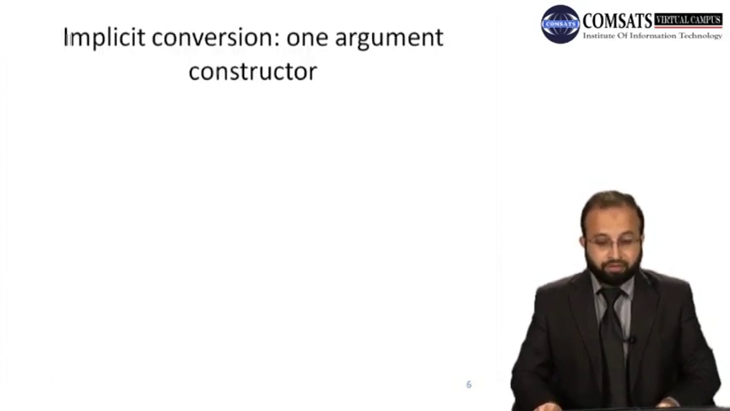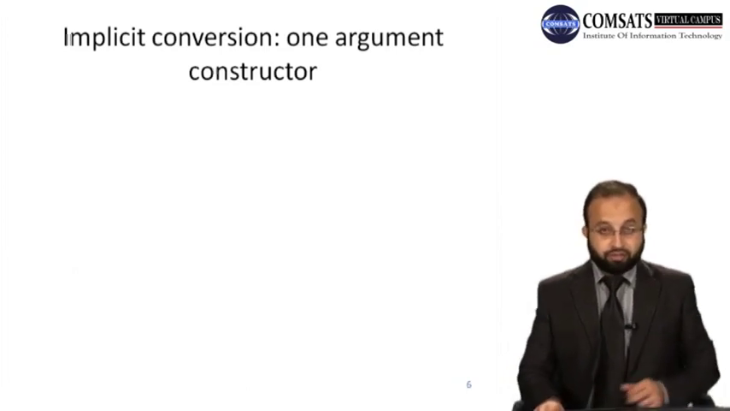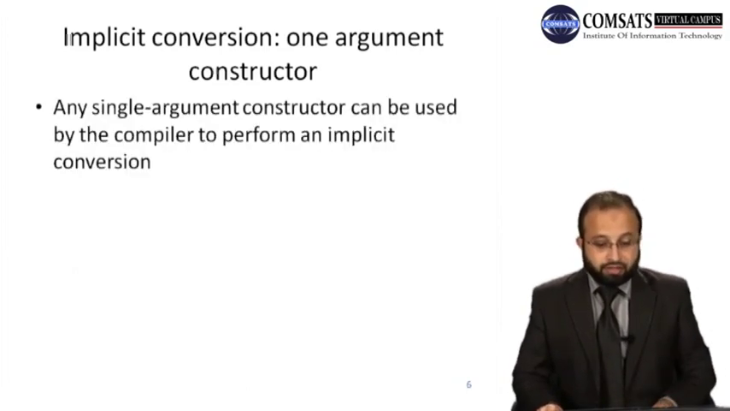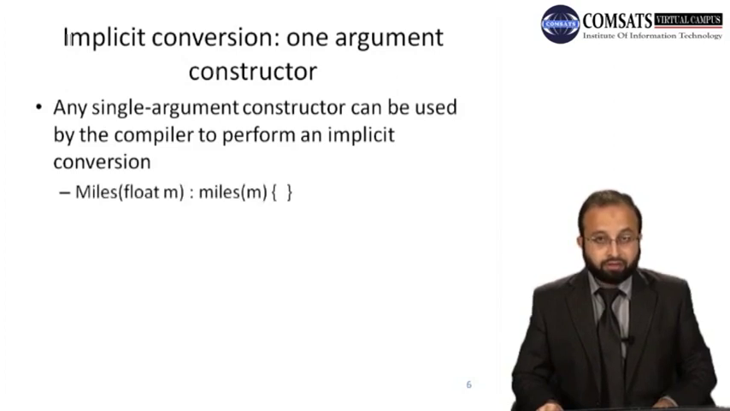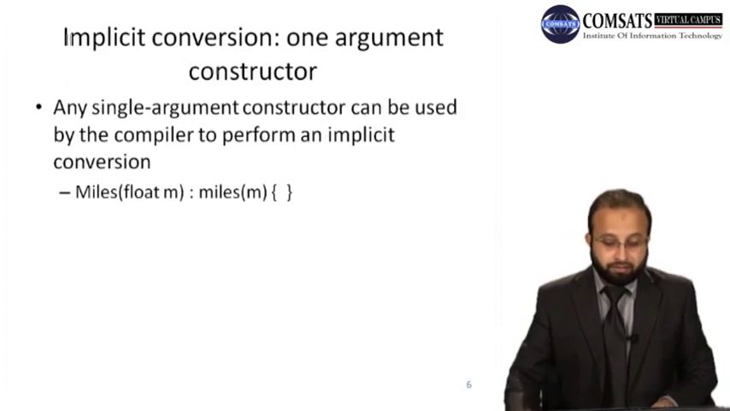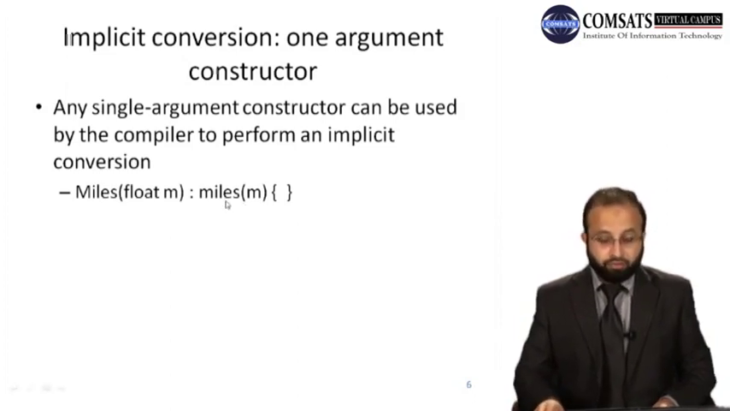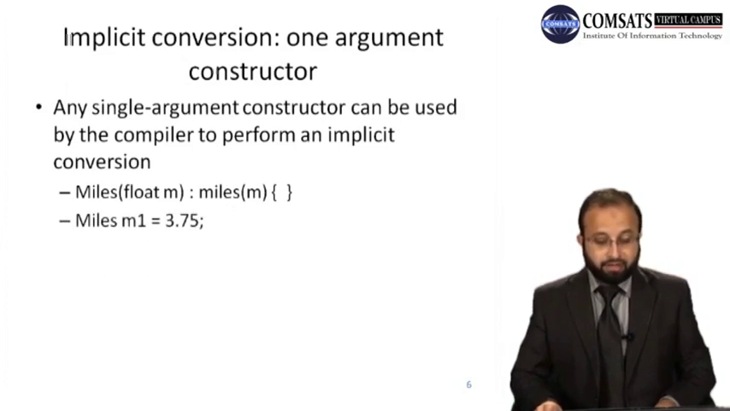Implicit conversion, that is, a one argument constructor. Any single argument constructor can be used by the compiler to perform an implicit conversion. For example, this is a one argument constructor. You are passing a floating value to that constructor, and it will assign that value to the private member of the invoking object. So when you write a statement in main like Miles m1 = 3.75, it will invoke that constructor.